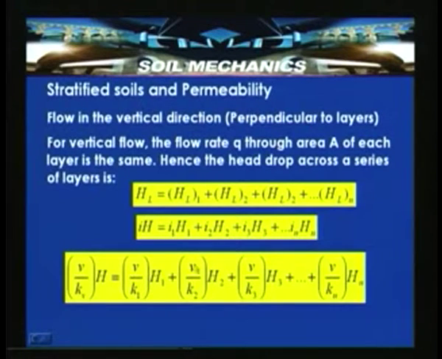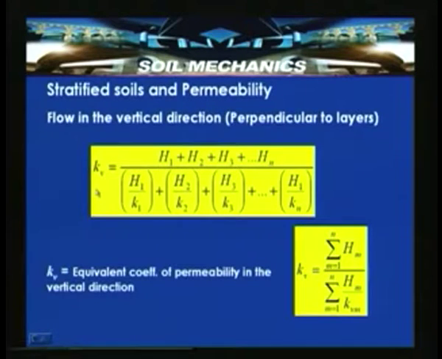Here v is the superficial velocity, and since the flow is the same, it will have the same velocity: v = v1 = v2 = v3 = vn. So, v / (KV H) = v / (K1 H1) + v / (K2 H2) + v / (K3 H3) and so on to v / (Kn Hn). By simplifying this, we get KV = (H1 + H2 + ... + Hn) / (H1/K1 + H2/K2 + ... + Hn/Kn).